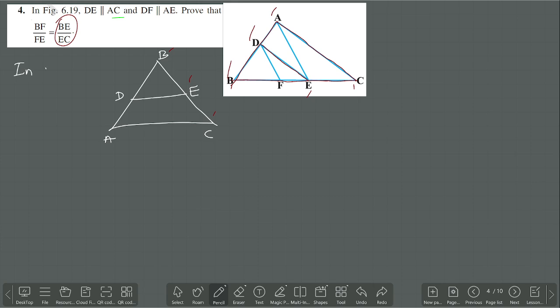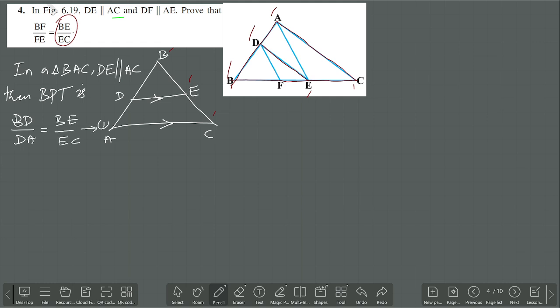So in triangle BAC, they have given that DE parallel to AC. Then the basic proportionality theorem, BPT, says what? BD divide DA equal to BE divide EC. Answer number 1. Whatever we need, we got. Have you noticed it? One result we got. Now we are going to do the next one.